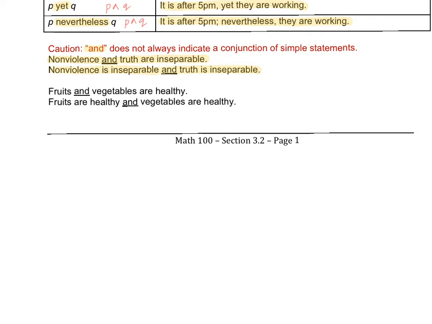So if it's a conjunctive and, then if you do break it up into two pieces using our grammar rules, the meaning should not change. For example, fruits and vegetables are healthy. This says the same thing as fruits are healthy and vegetables are healthy. That is a conjunctive and. So the first statement is not a conjunctive and. So this is not a conjunction. And the second example is a conjunction.